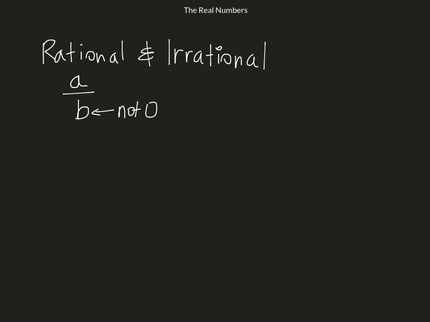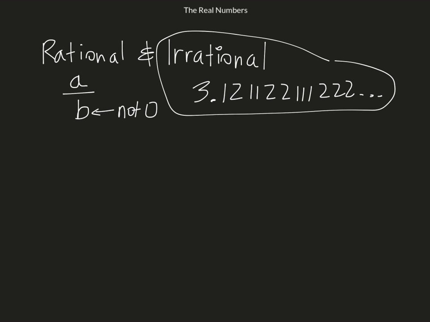Well, how about 3.1211221122. Now, do you see a pattern? Yeah, you see a pattern, but does it repeat? You can get tricked into thinking that it does, but it's not. This is irrational.